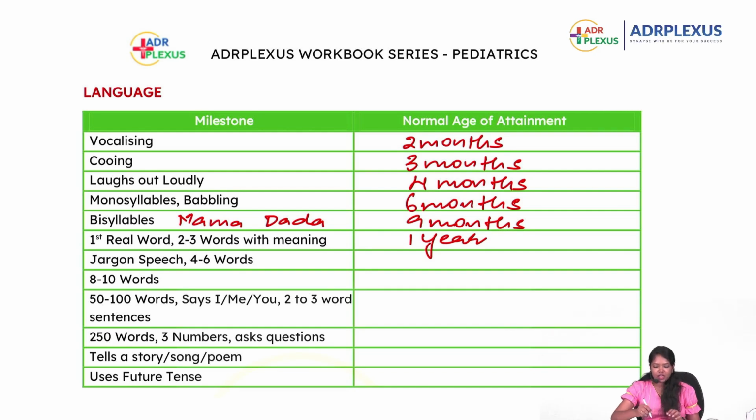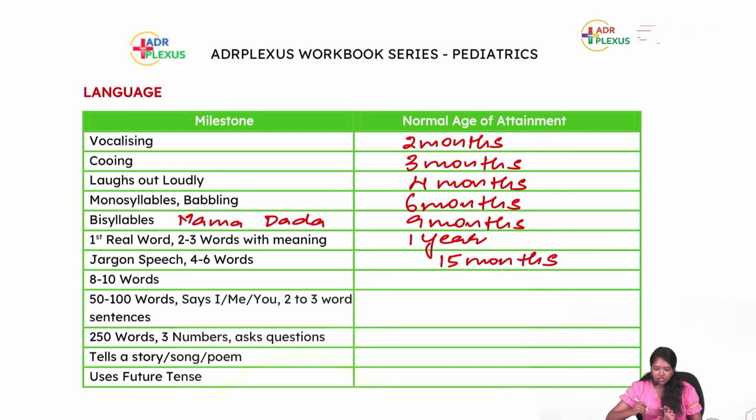There is something called jargon speech. What is jargon speech? Remember yourself in Viva, the afternoon sessions of your exams. The examiner is asking you a question, so you will keep on telling something, but you will not know what you're trying to say. The examiner will also not know what you're trying to say. That is jargon speech. The baby will speak on continuously, thinking I'm telling something, but you will not be able to understand what the baby is speaking. That is called jargon speech. Jargon speech comes around 15 months.